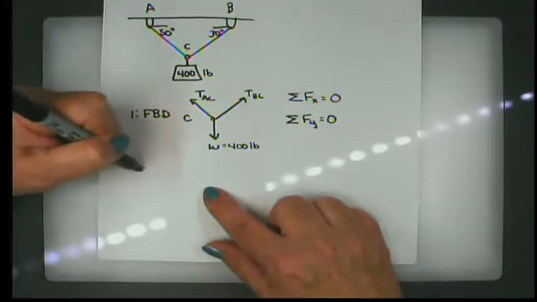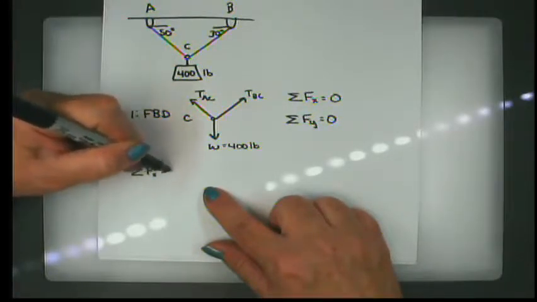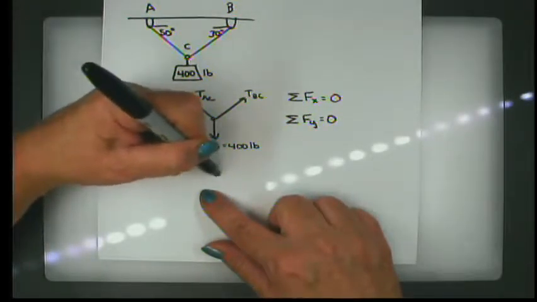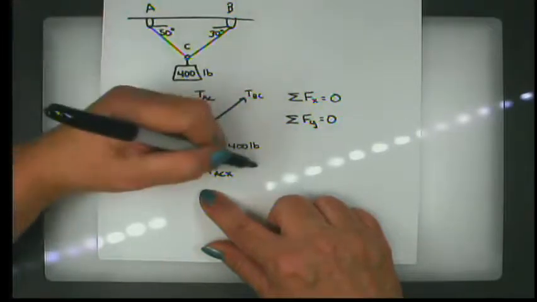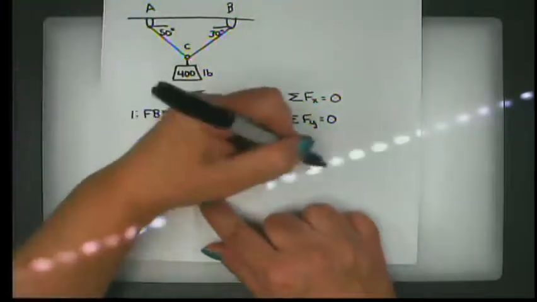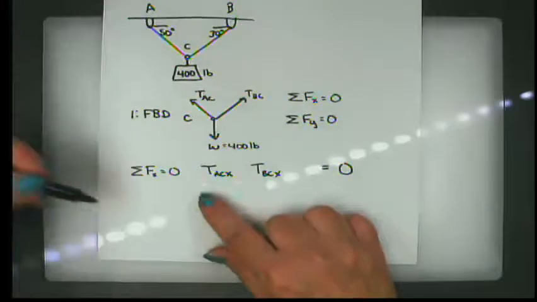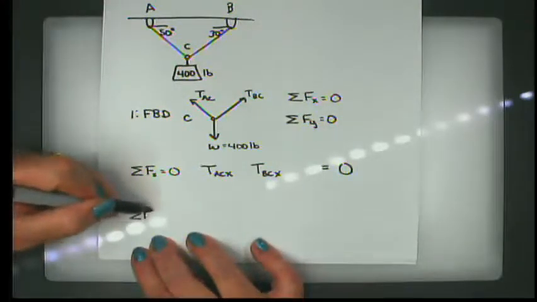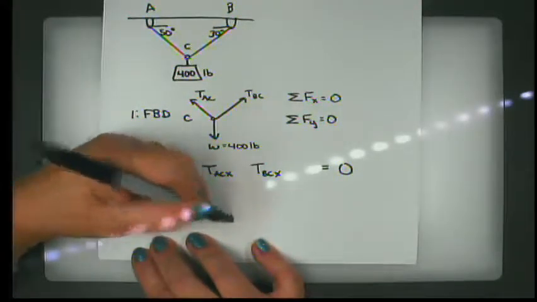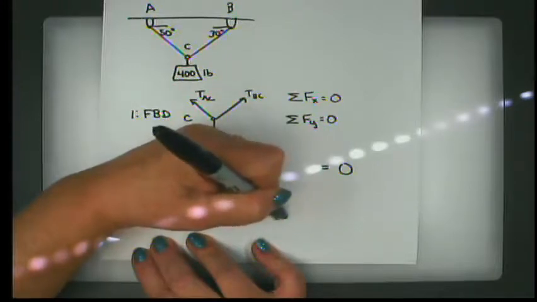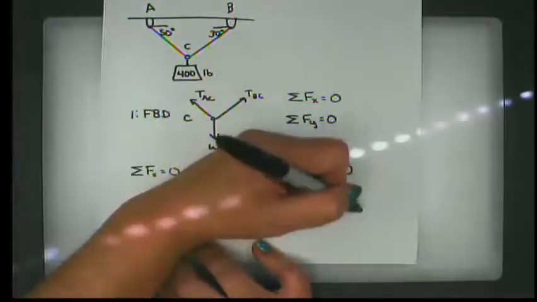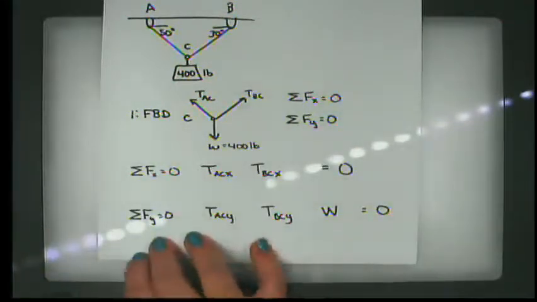But we do have the summation of force in the x direction. In order for it to sit still, it has to sum to 0. So I have some component of TAC in the x direction, and I have some component of TBC in the x direction, and they sum to 0. And in the y direction, they also sum to 0. I have some component of TAC in the y direction, some component of TBC in the y direction, and I have the entirety of the weight. And those pieces also have to sum to 0.